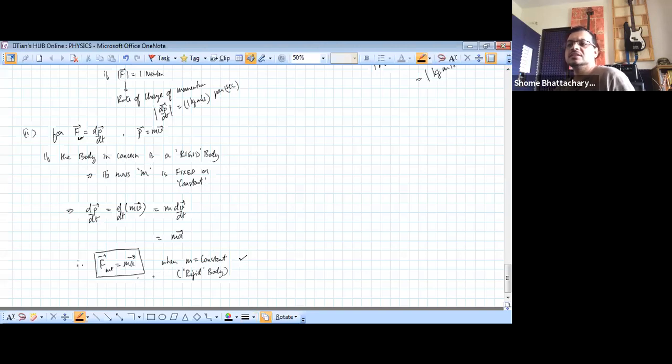So this is a conditional statement, whereas F is equal to dp by dt is a universal statement. It is the proper form of Newton's second law. The rate of change of momentum definition applies whether or not the mass is constant. But F is equal to ma applies under the special condition that mass should be constant. Now in this chapter, we will only be dealing with rigid bodies of constant mass. But later, we will see a situation where the mass might be variable.